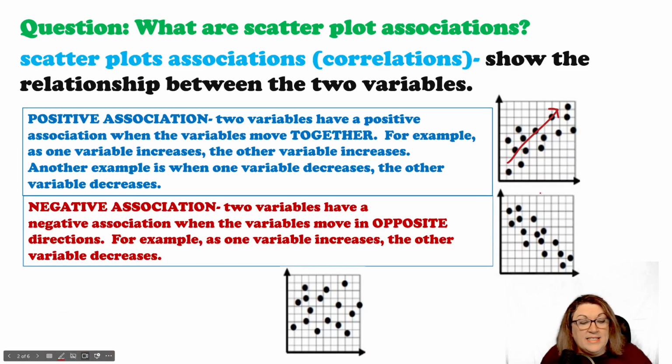The second one here is negative association. When two variables have a negative association, they move in opposite directions, which means as one increases, the other one is decreasing. So if the x is increasing and the y is decreasing, or vice versa, you're going to get what looks like a negative association. Negative associations look like they're going down from left to right. We always read our graphs from left to right, just like reading a book.